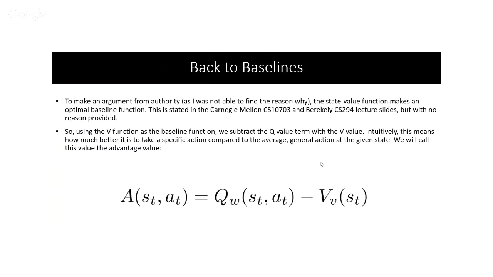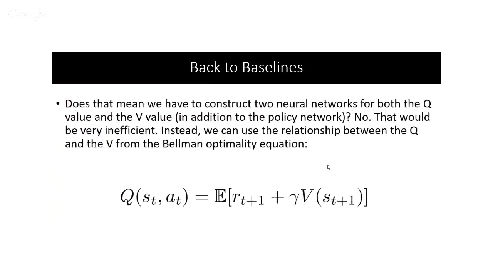Intuitively, this means how much better it is to take a specific action compared to the average general action at a given state. We call this the advantage value. Does that mean that we have to subtract two neural networks for both the Q values and V value in addition to the policy? No, that would be very inefficient.